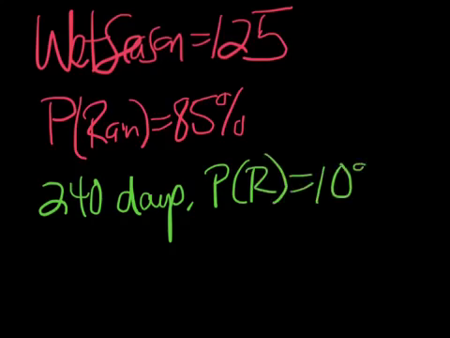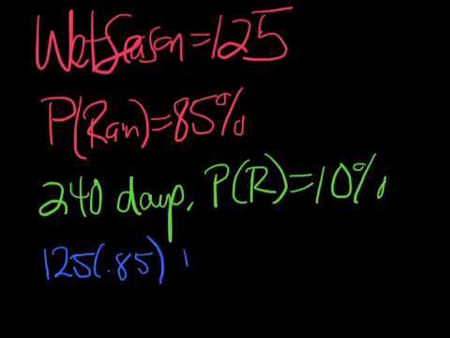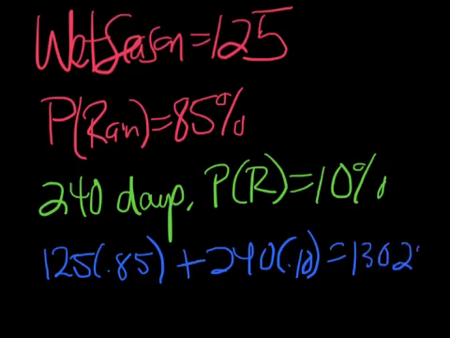Now, the question would be this. What is the expected number of days of rain per year? What you can do for this particular problem is just combine the 2. You can do the total count of 125 times 85%, and then add to it the total count of 240 days times 10%. And you're going to get about 130.25 days of a full year when we can expect rain.